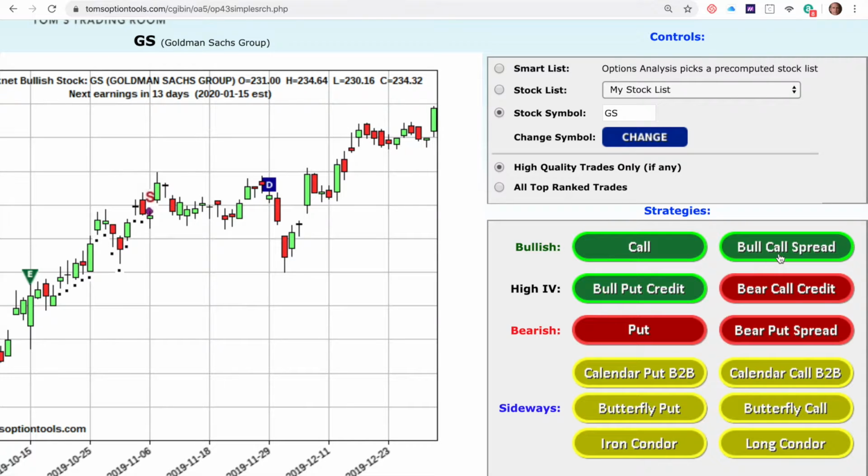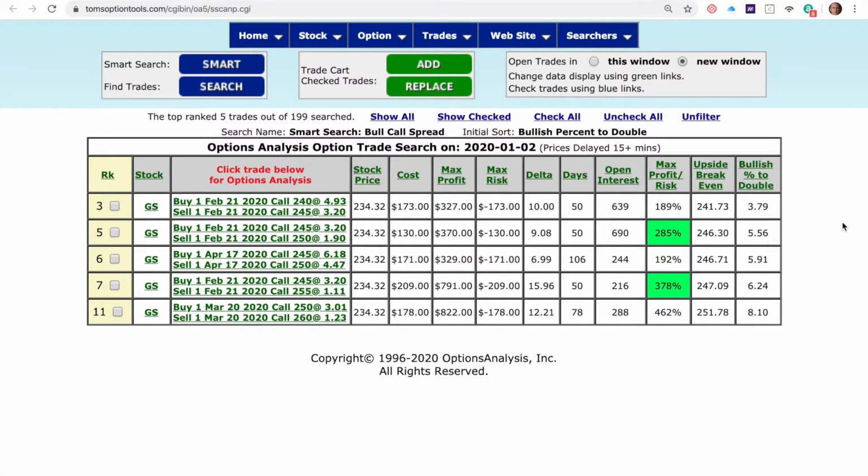So let's click bull call spread, and this is what comes back. All of these are ranked by bullish percent to double. You notice here that the top one has a 3.79% to double, which means the stock goes up 3.79%, and you've doubled your money on that trade. So that first one would be a good one.